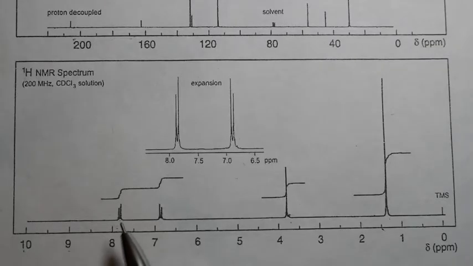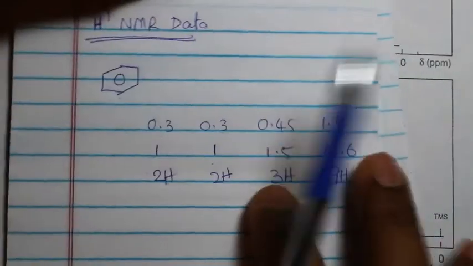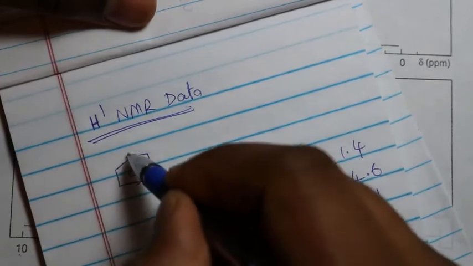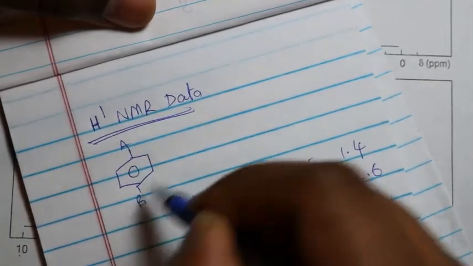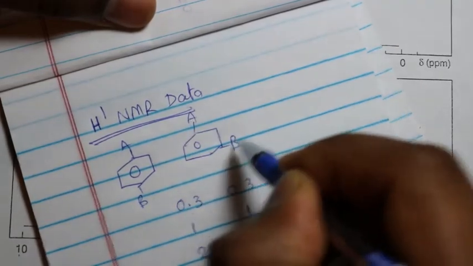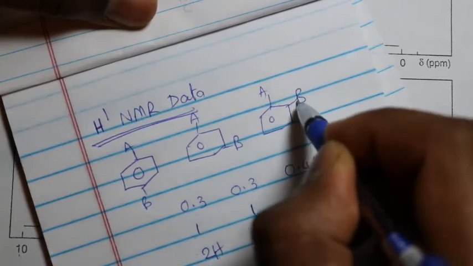So we calculated 2 hydrogens for this peak and 2 hydrogens for the second peak, which means there are 4 aromatic hydrogens. So the benzene ring must be disubstituted. Let's see the possibilities of a disubstituted benzene ring. It could be 1,4 substituted, or it could be 1,3 substituted, or it could be 1,2 substituted.